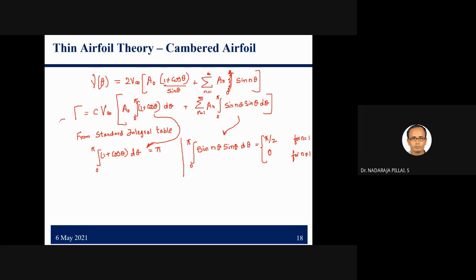So now this equation can be written as gamma is equal to c into V infinity, and this A naught into pi plus, considering n is equal to 1, pi by 2 into A1. So I recommend you to calculate the lift per unit span. Please calculate lift per unit span.